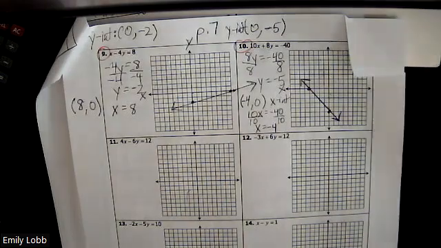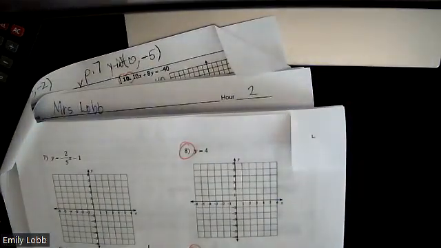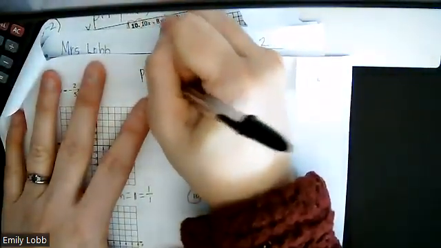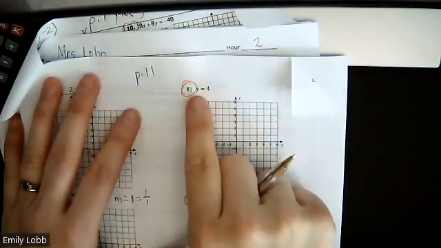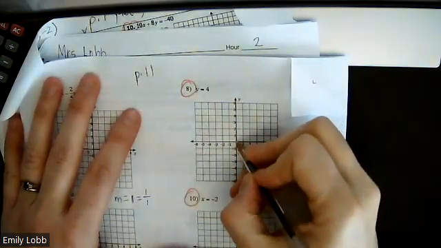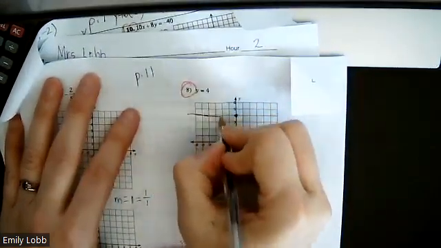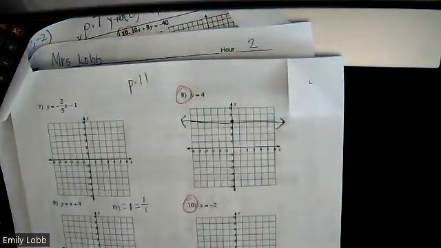So the next part that I earmarked was on page 11 because these were like 11 and 12 on the graphing stuff. So this is page 11 in your packet. So anytime we have the equation y equals a number, we're finding where y equals that number, 1, 2, 3, 4, and then we're drawing a horizontal line through that. So that's what you're doing for number 11.